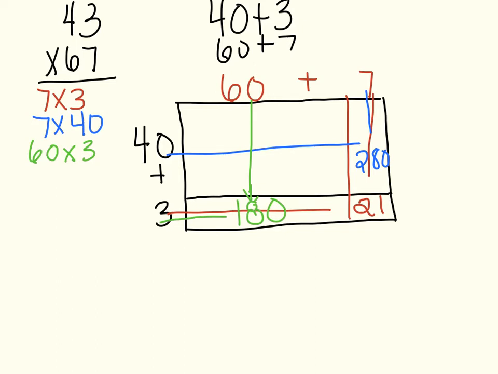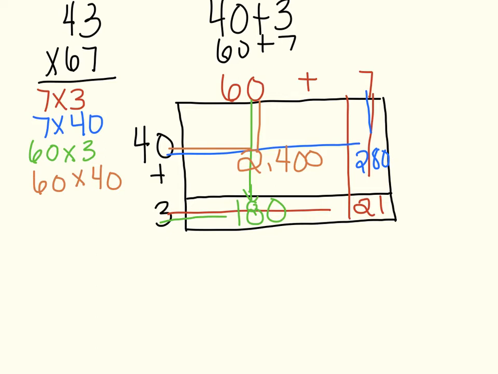Lastly, I'm going to multiply the tens times the tens. So 60 times 40. And 60 and 40 meet up in this box right here. And 60 times 40 would be 2,400. Now all I have to do is add together each of the place value sections.